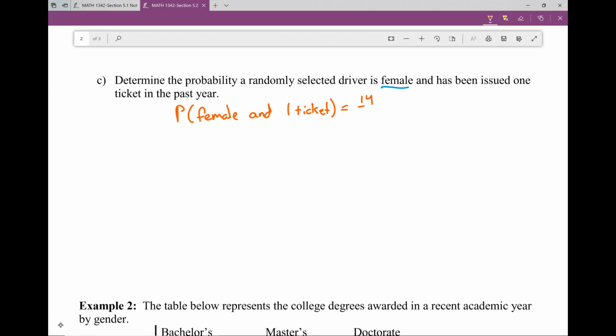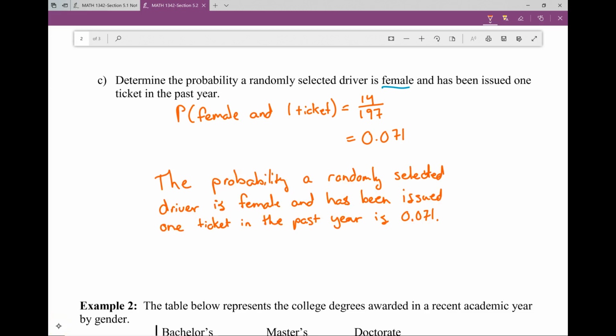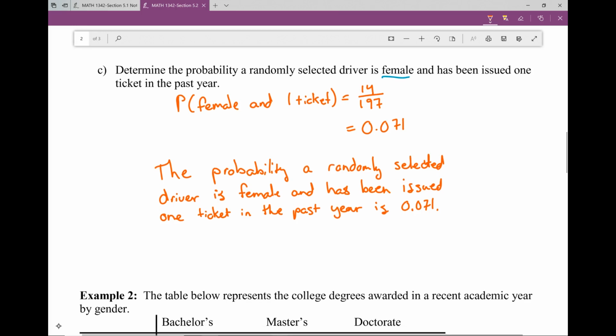So there are 14 females out of 197 people that were surveyed. That gives 0.071. So the probability that a randomly selected driver is female and has been issued one ticket in the past year is 0.071, or 71 thousandths when we're talking about this.